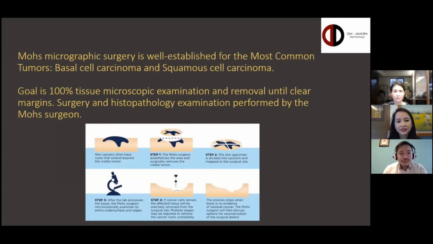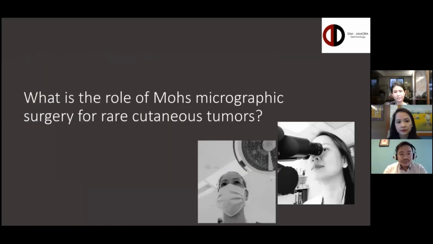As we know, Mohs surgery is already well established for the most common skin tumors, such as basal cell carcinoma and squamous cell carcinoma. The goal is 100% microscopic tissue examination and removal until clear margins. The surgery and histopathology examination are performed by the Mohs surgeon. However, what is the role of Mohs micrographic surgery for rare cutaneous tumors?